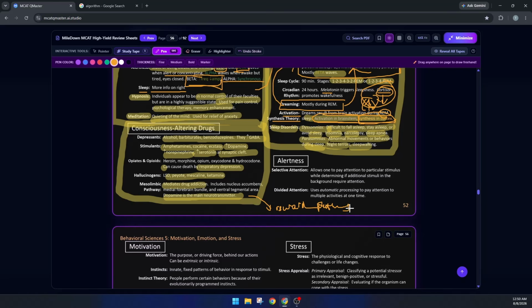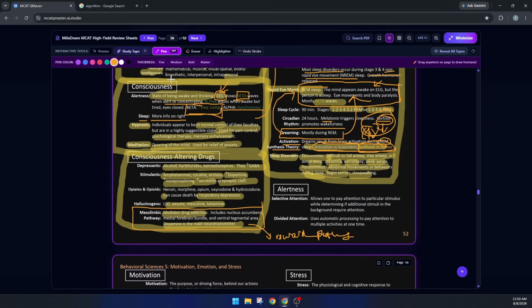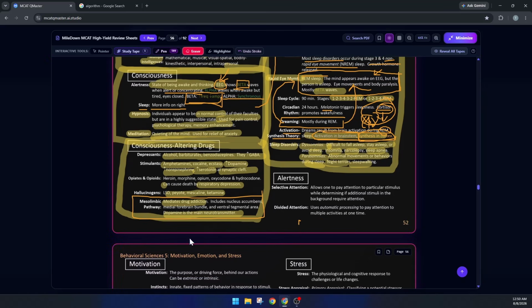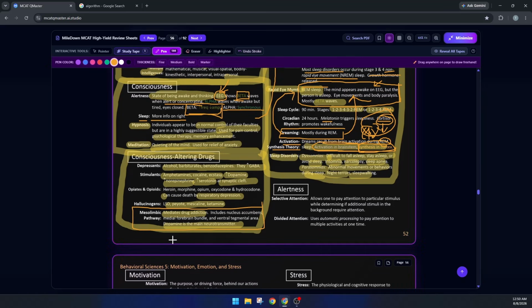So yeah, study this a little bit more, understand it a little bit more than just the mesolimbic pathway. The way I memorize it is I remember it's a reward pathway. It's not just a pathway related to drug addiction. It's a pathway that can be related to many other things. Okay?